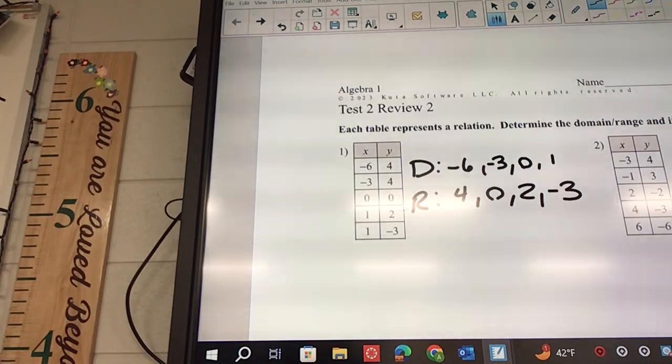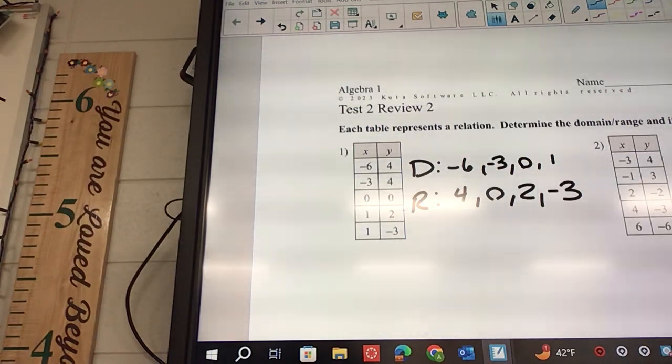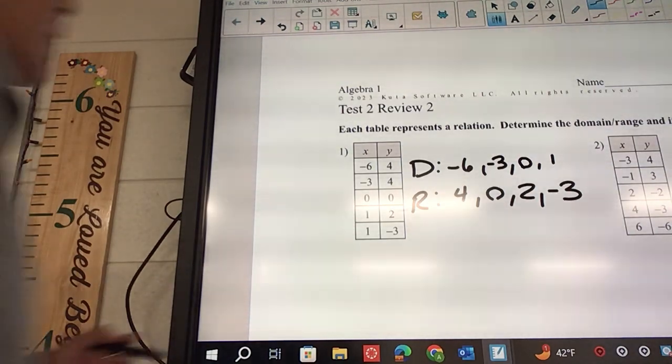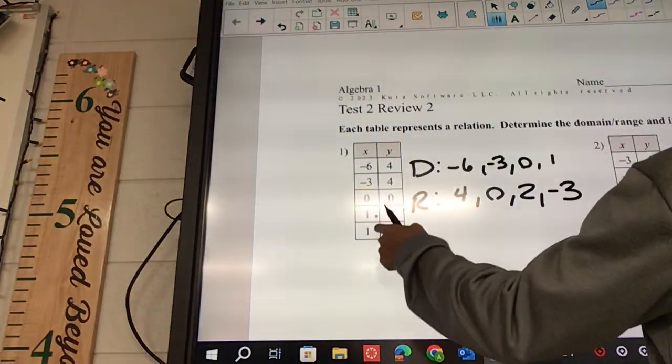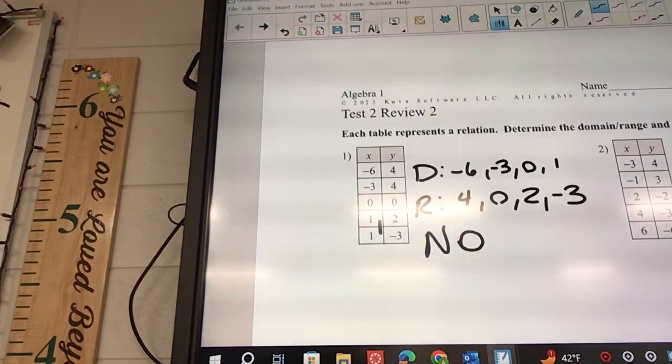Okay, and then we look at this and say, well, is this a function or not? Not. Why not? There's repeating... There's repeating what, though? Range? It's going to be the what? The x's. Okay, so the range really has no barrier on that, but it's going to be the domain or the x's. Because I have repeating ones right here, this is not a function. So no, it is not a function.